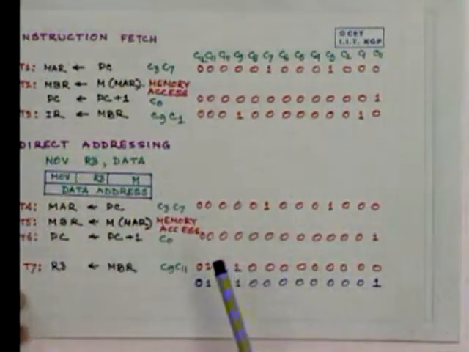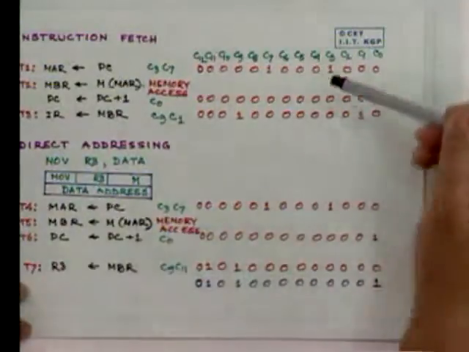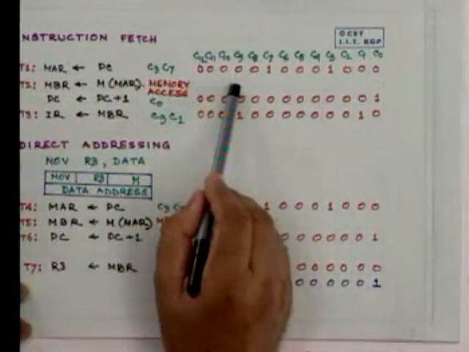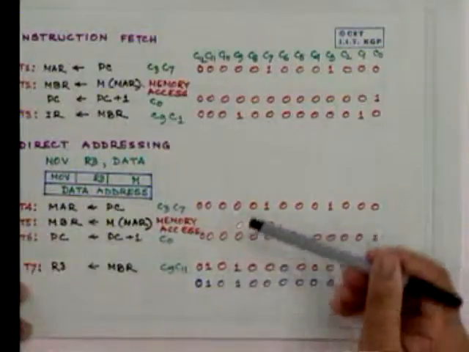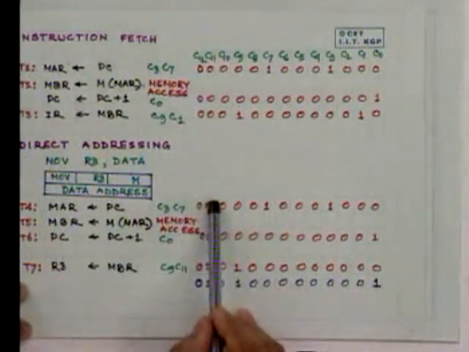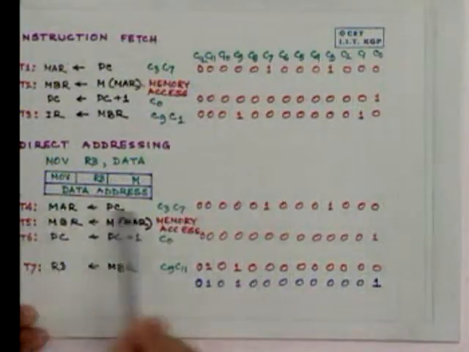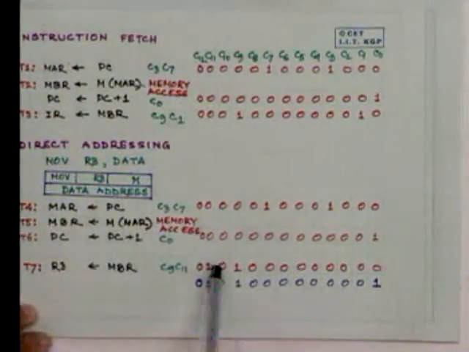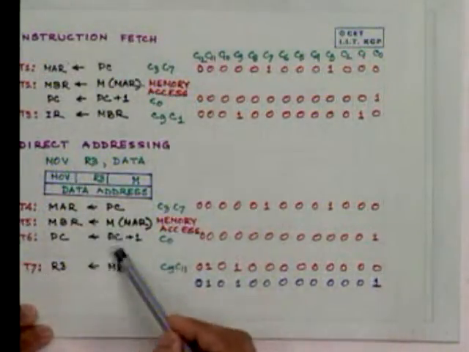Similarly, instruction fetch consists of one control word, then an operation of the memory access, then the second control word and the third control word. Similarly, here we have a control word for program counter going to MAR, then a memory access, then another control word and a third control word. These two control words can be merged together to make this control word, making these two parallel operations.